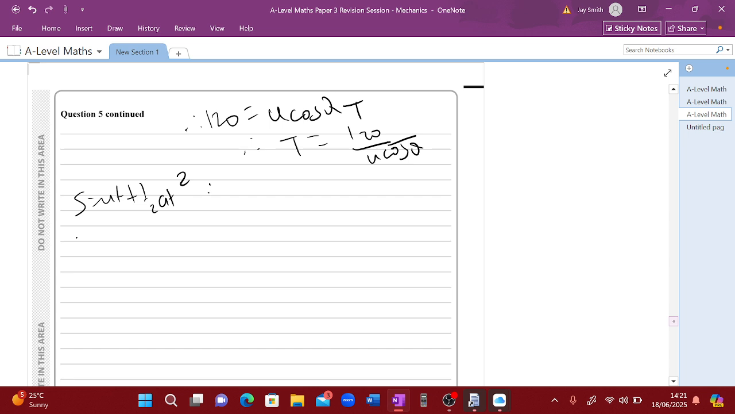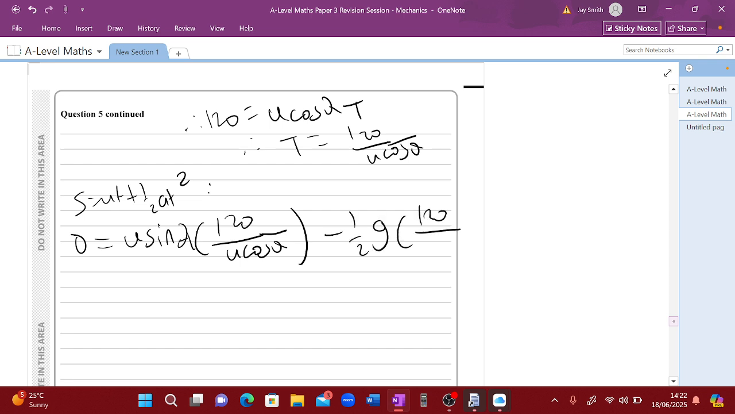So then zero, for the displacement vertically, is going to be ut, which is u sine alpha. Remember that's the vertical initial speed, times t, which is going to be 120 over u cos alpha. Alpha, sorry, not theta. Add a half at squared. Now a is going to be minus, so it's going to be minus a half g times t squared. It's going to be 120 over u cos alpha, all squared.